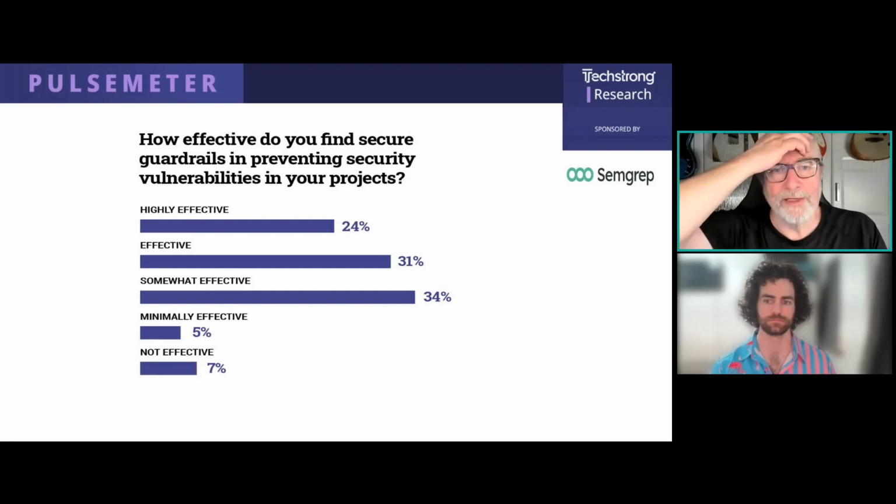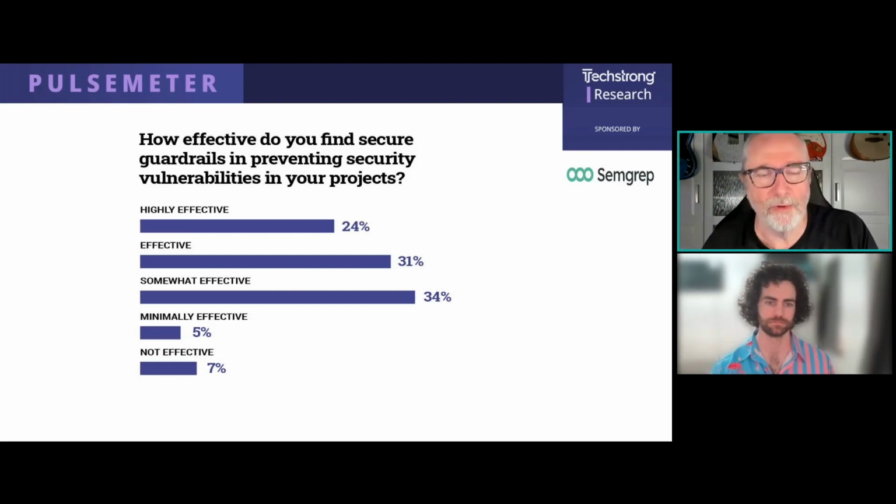How effective do you find secure guardrails in preventing security vulnerabilities in your projects? So 24% said highly effective, 31% somewhat effective, a third, not that many at the bottom end, 5 and 7%. So most people are saying, yeah, this is good, it's helpful, right? I mean, a third is somewhat effective, which says that things are getting by, or maybe it's a little bit difficult to implement that kind of thing.